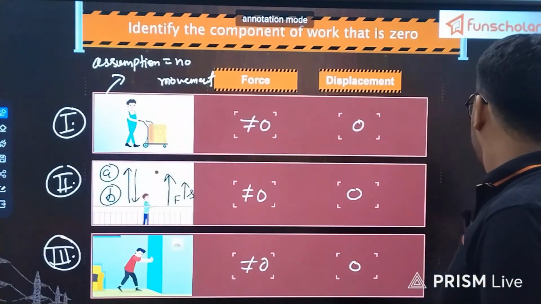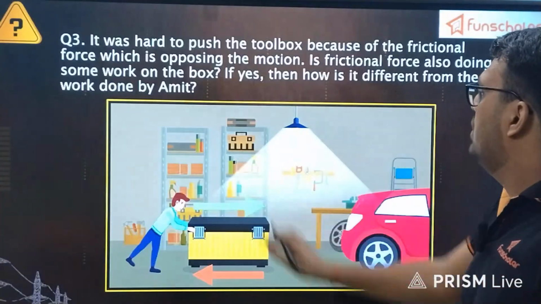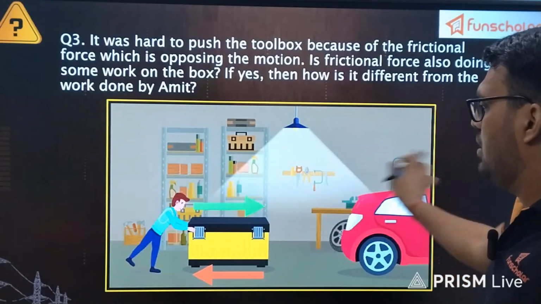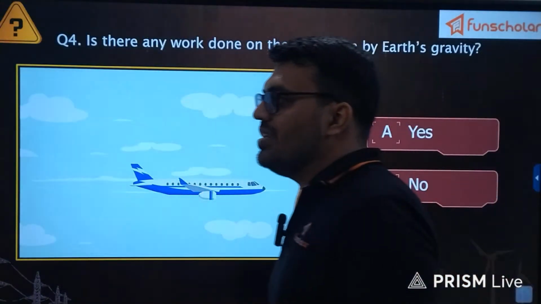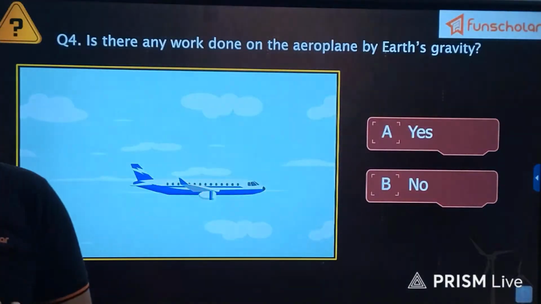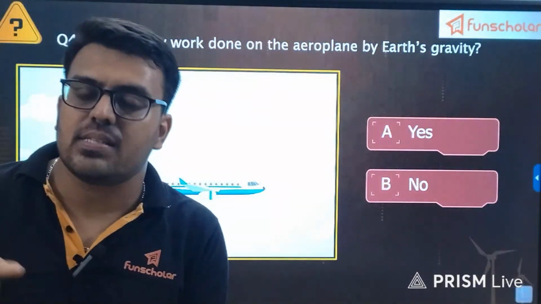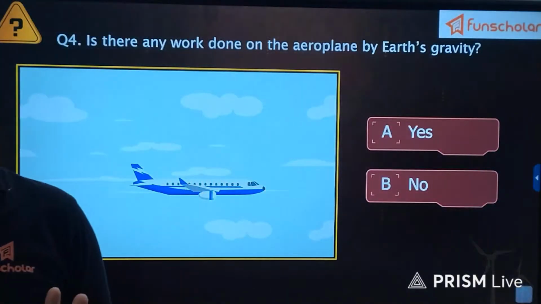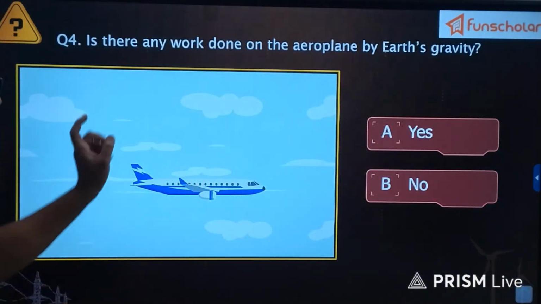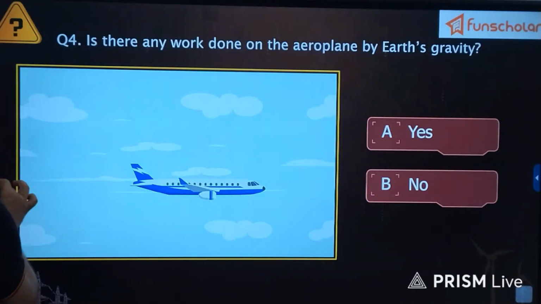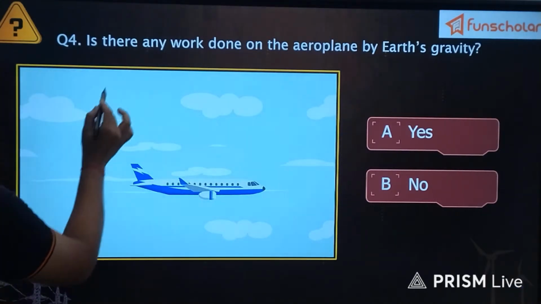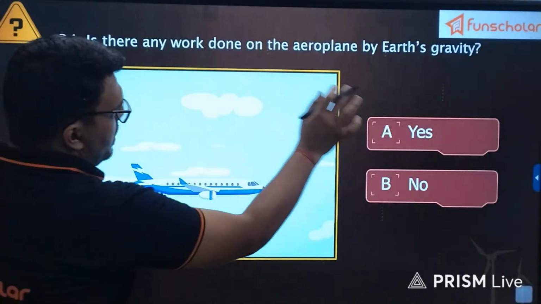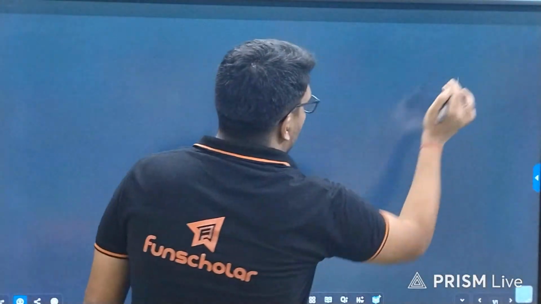What is the next thing? Now, okay, solve this question. This is a very important question. Now, if you have understood this entire discussion of 45 minutes, 50 minutes very well, then you are able to answer this question. So I will give you some time to think about this and try to solve the question. What is the question? Is there any work done on the aeroplane by Earth's gravity?